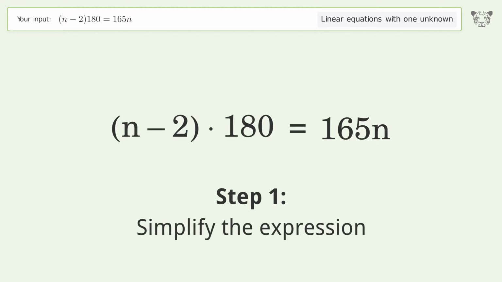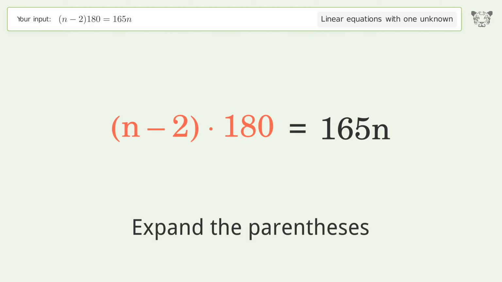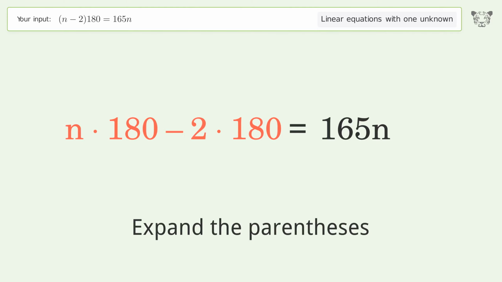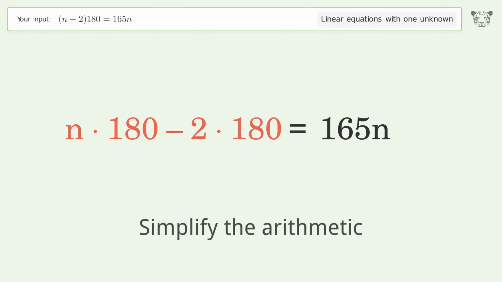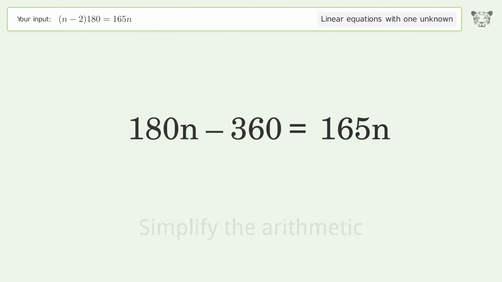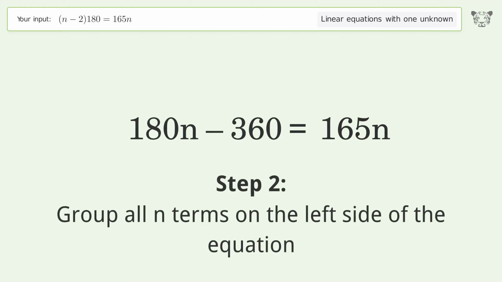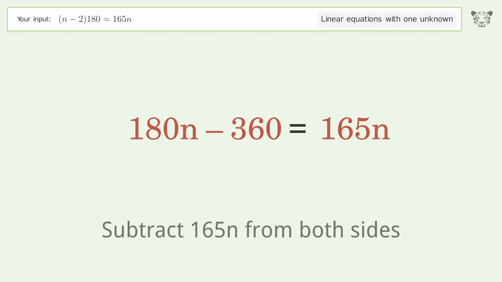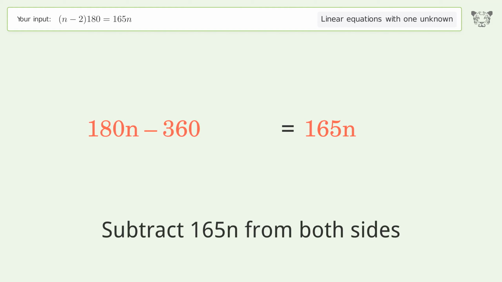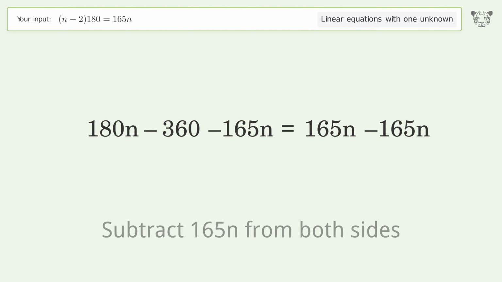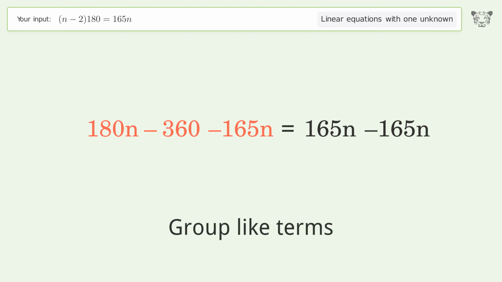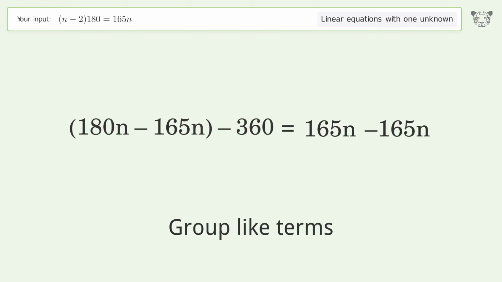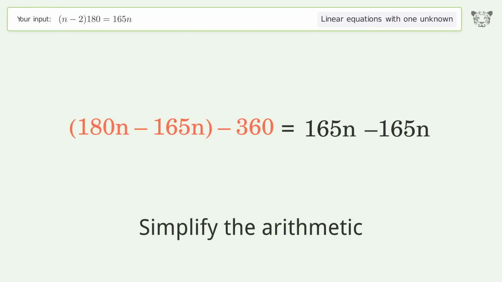Simplify the expression. Expand the parentheses. Simplify the arithmetic. Group all n terms on the left side of the equation. Subtract 165n from both sides. Group like terms. Simplify the arithmetic.